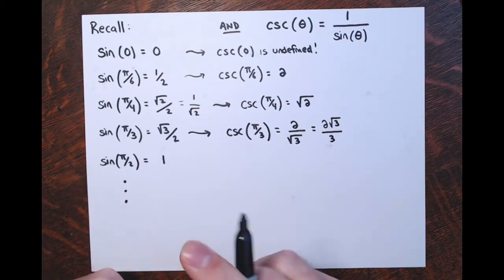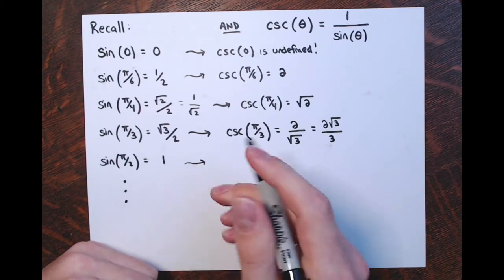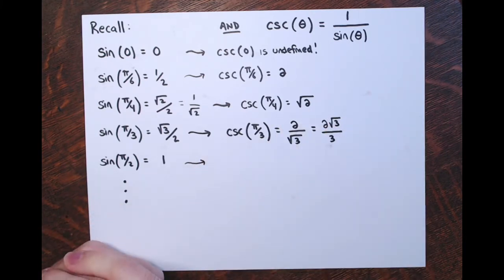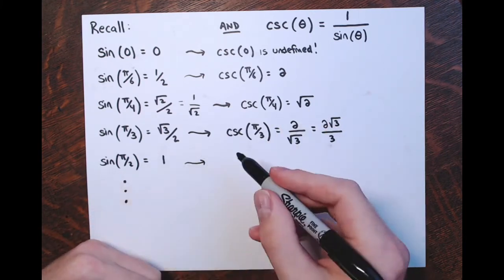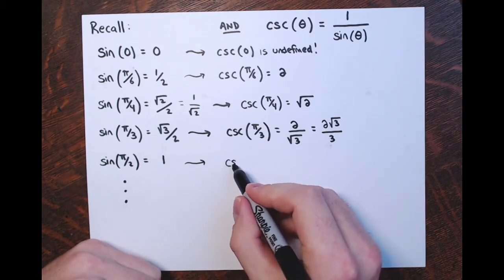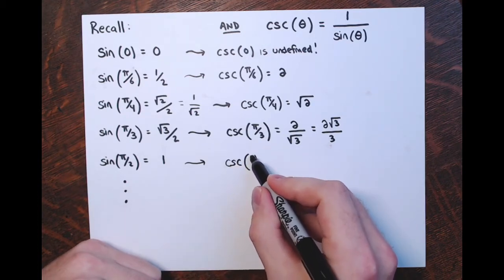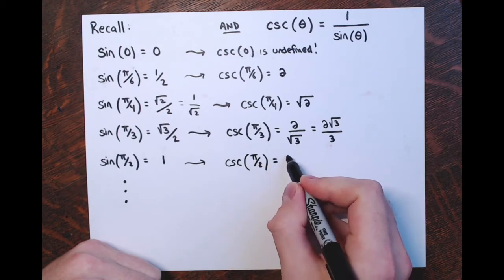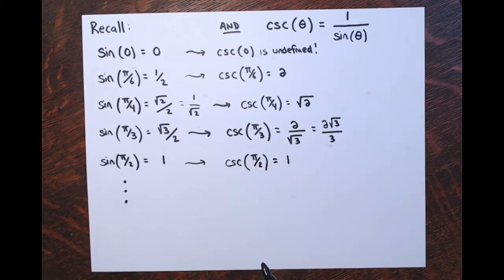Right. And finally, to end this, from 0 to 90 degrees here, 0 to pi over 2, the sine of pi over 2 is 1. The cosecant of pi over 2, right, is also 1, right? The reciprocal of 1 is 1. And again, you can do this for all the special angles.